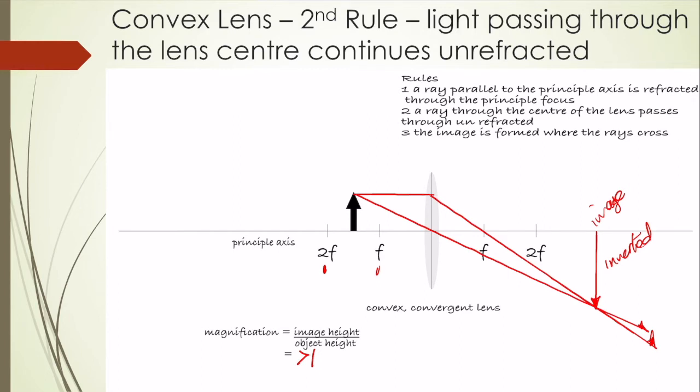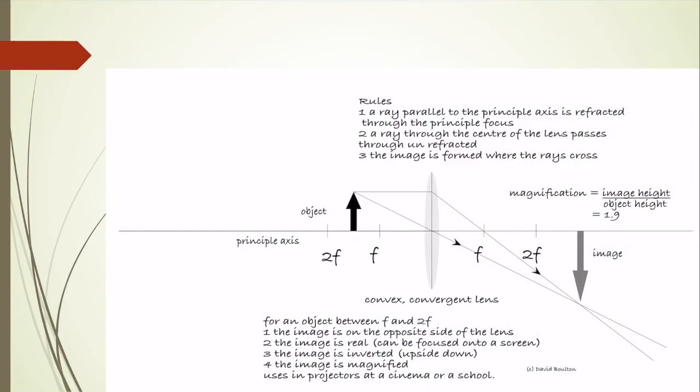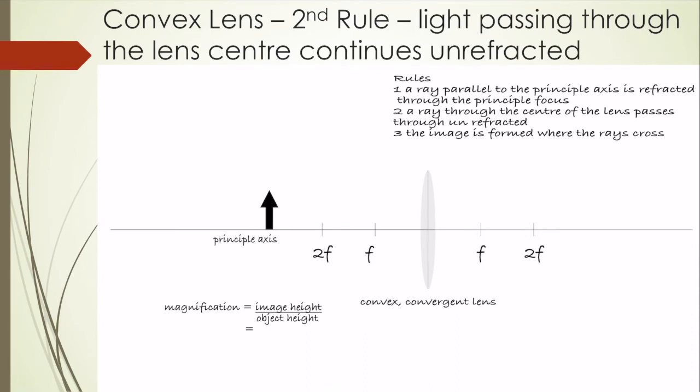Let's have a look at a more accurate version of that drawing then. And here we have the more accurate version of the drawing. And as you can see, the magnification is greater than 1. Opposite side of the lens, it's real, it's inverted, it's magnified. And the use of these is projectors. Okay, so the next lens then.